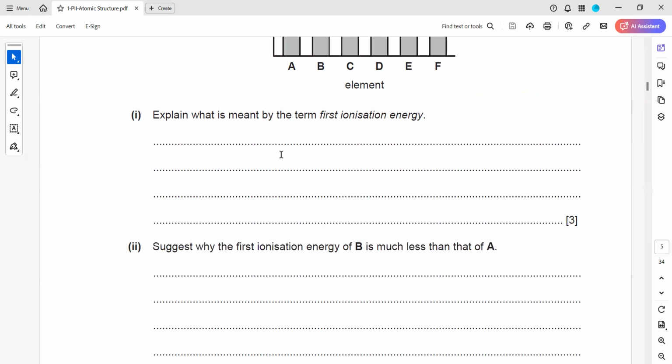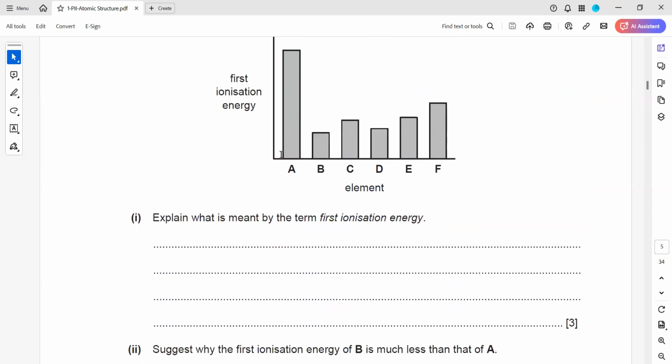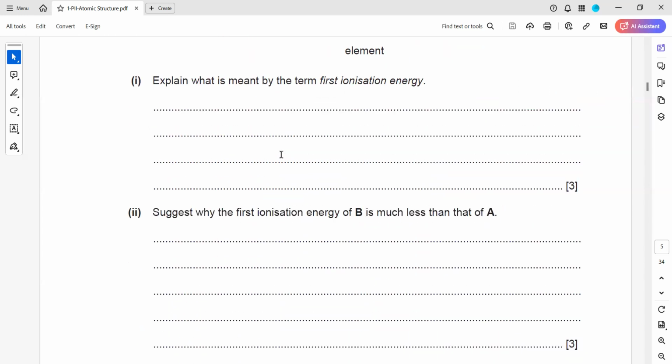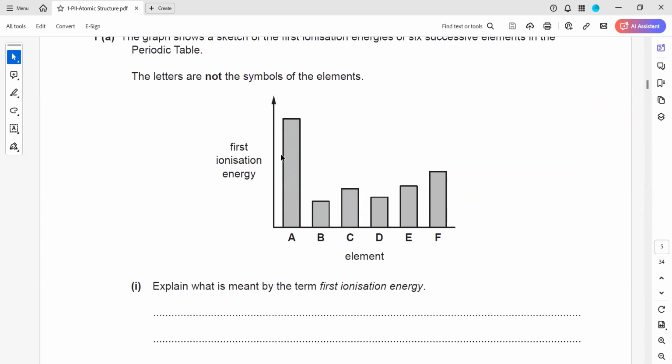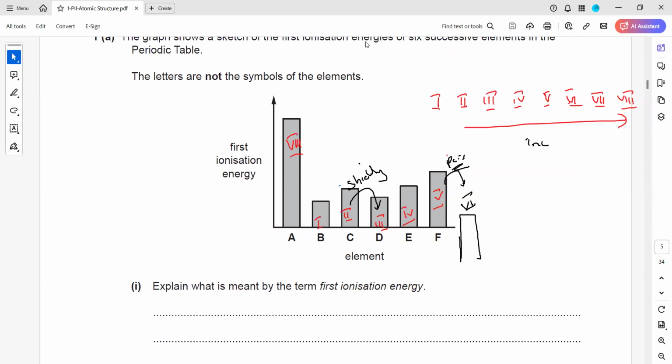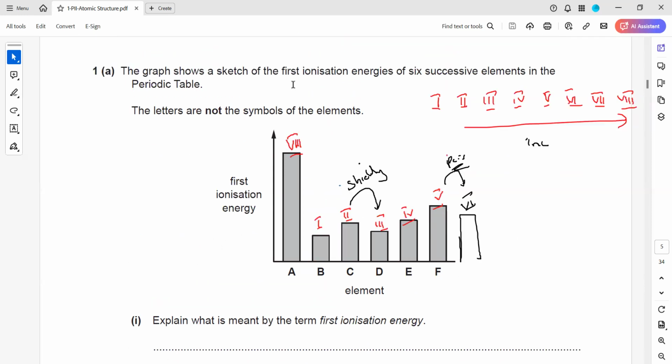Suggest why the first ionization energy of B is much less than A. It's worth 3 marks. So how can you score the 3 marks? First thing, these are successive elements. So if A is here, B will be here, meaning B will be in another period. Then C, D, E, and then F.